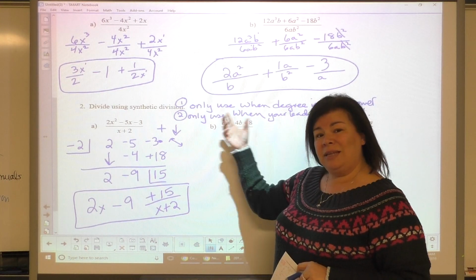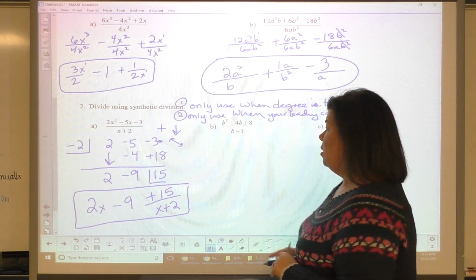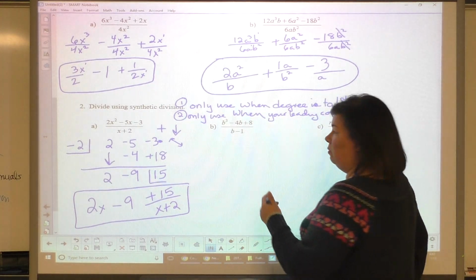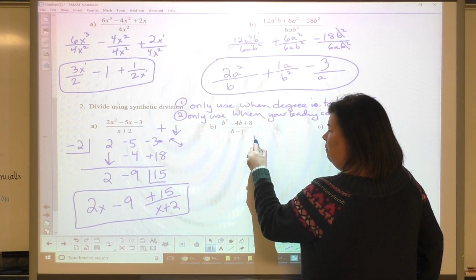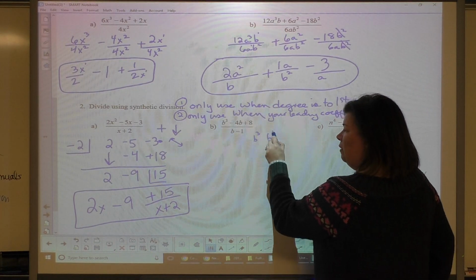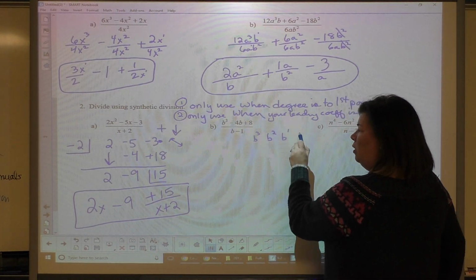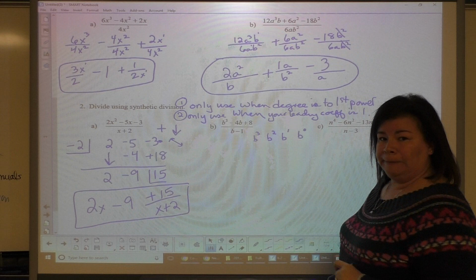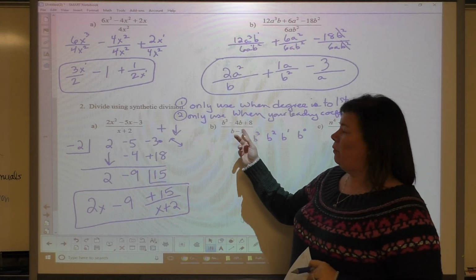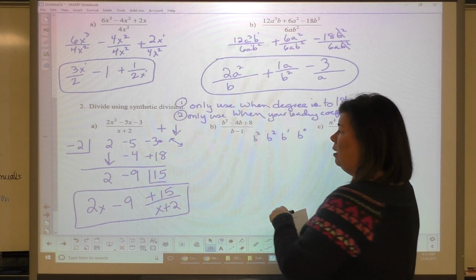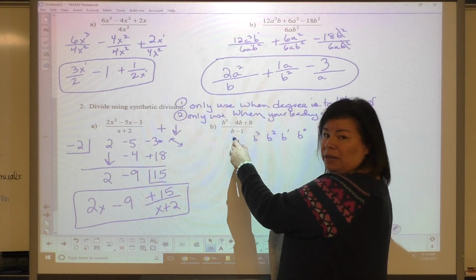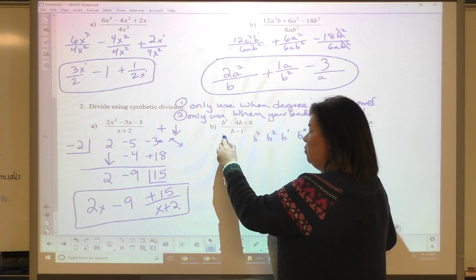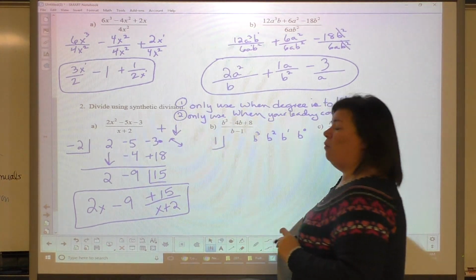We can't skip that b squared term. So if you need to, I want you to always think about and fill in each of those terms. If we think about our DJ box here, what's going to make this denominator 0 is if b were 1. So over here, I'm going to put a 1 in there.